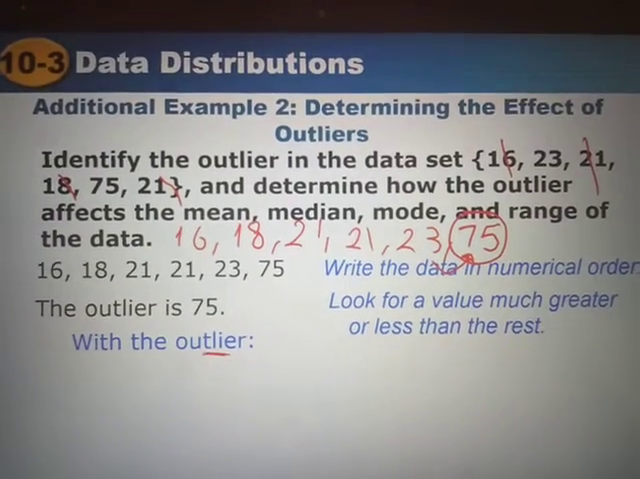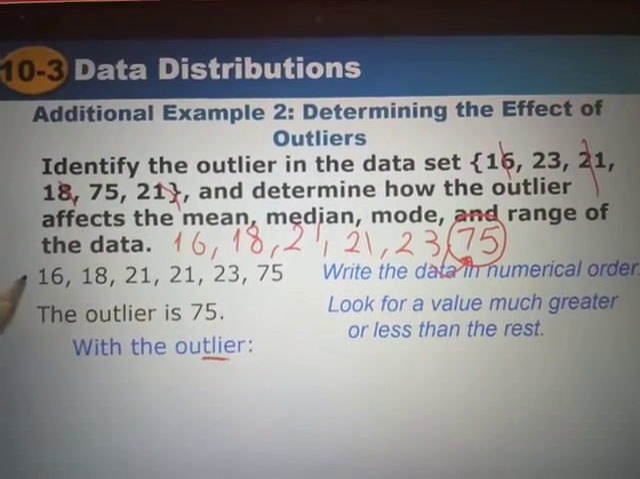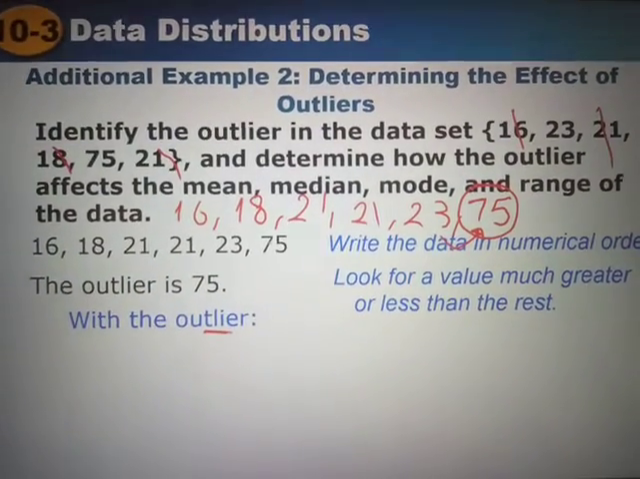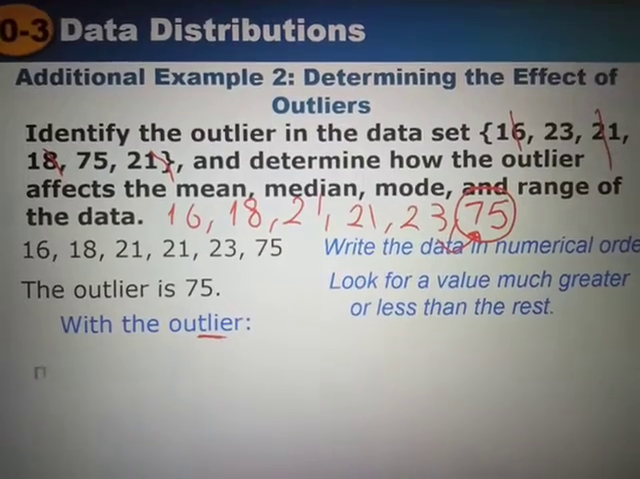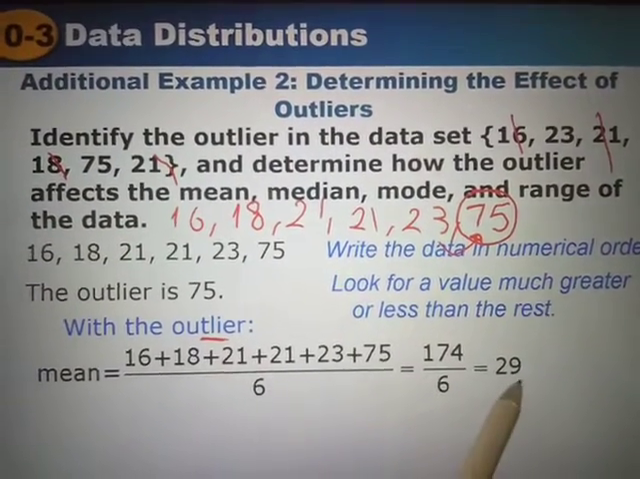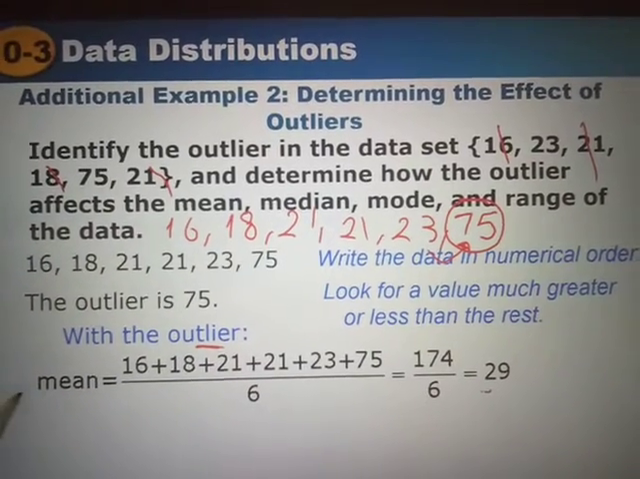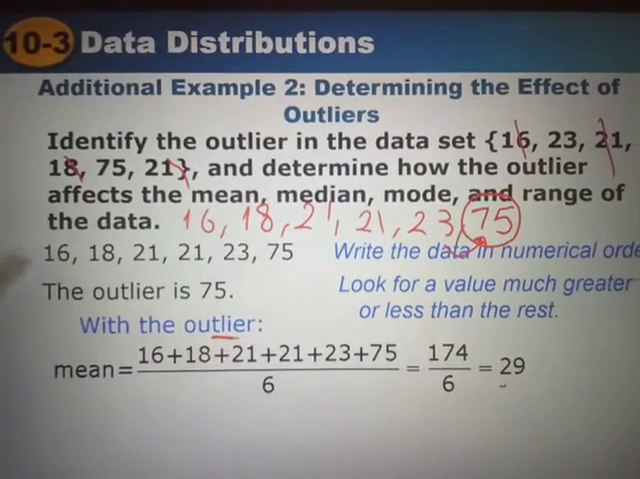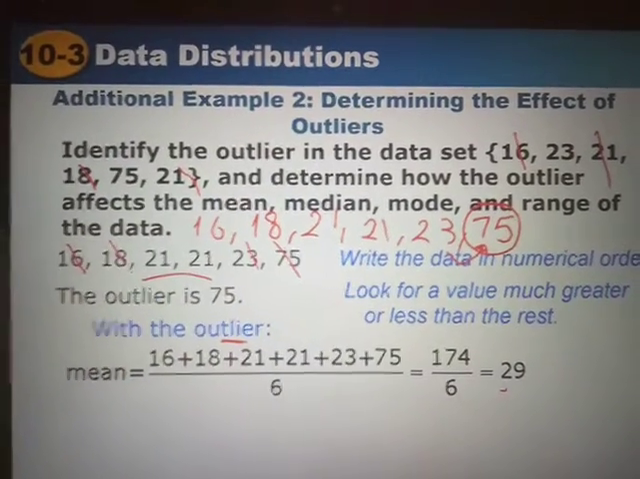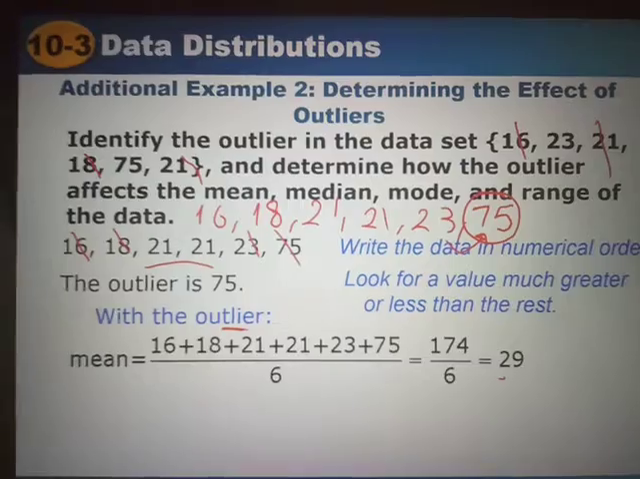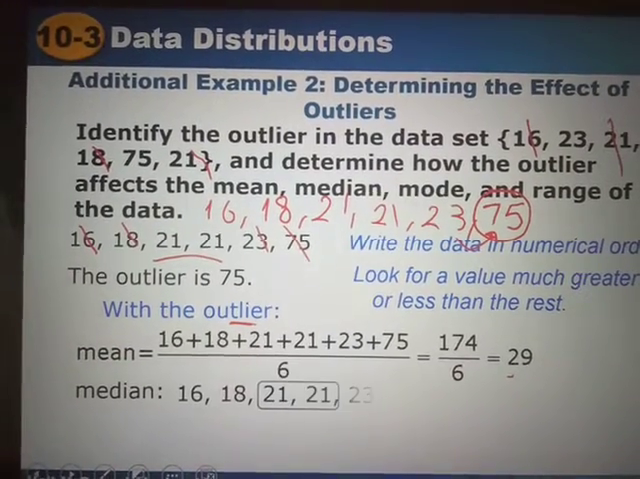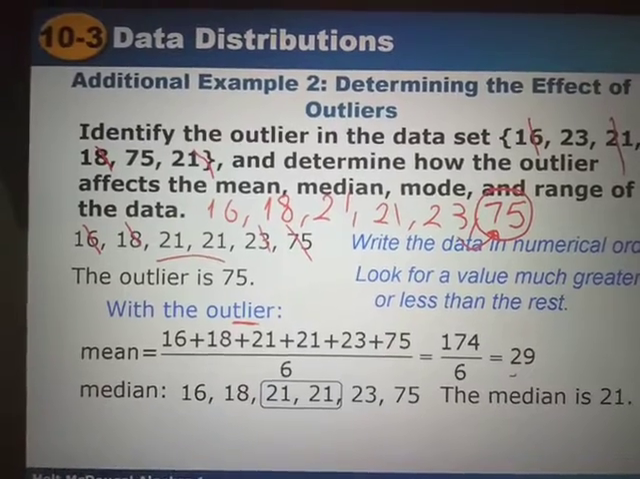How can we get the mean? We said add all of them and divide by 1, 2, 3, 4, 5, 6. We will divide it by 6, so it will be 29. How can we get the median? We said the middle. So 21 plus 21 divided by 2, it will be 21 also, because they are the same number. So the median will be 21.